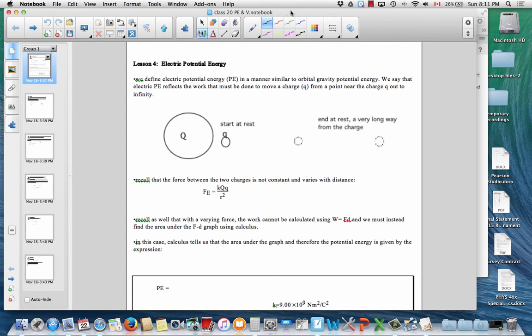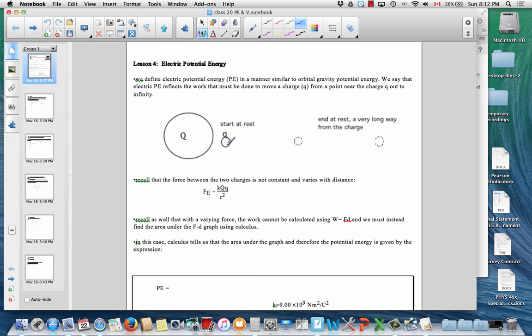Okay, our next topic is electrostatic potential energy. And potential energy is related to the amount of work that's done moving a charged particle around an electric field. So we imagine two charges and little q starting here at rest and ending up a long, long way away.